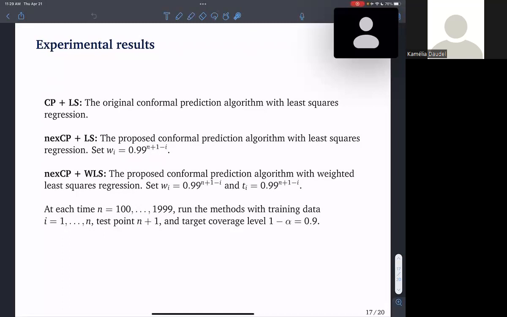And then the third one is NexCP plus WLS, which is the proposed conformal prediction algorithm with weighted least squares regression. So now you have the weights and the tags, and in this case, they have the weights set the same. So you have, again, 1 for n plus 1, and then exponentially decreasing as the i's get lower. For n equals 10 to 1,999, they run the method with training data 1 through n and the test point n plus 1, and the desired coverage level is 0.9 in this experiment.